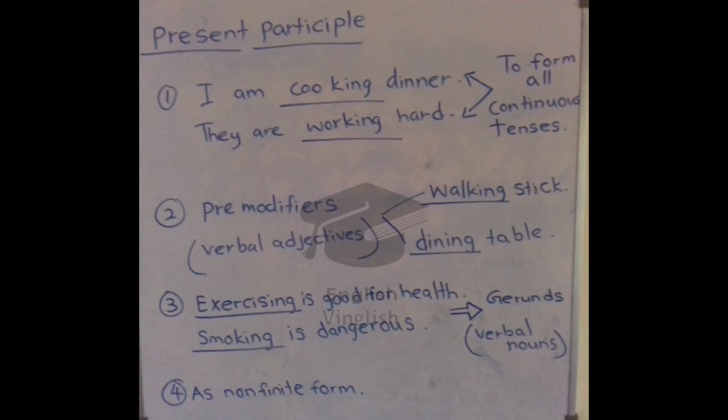And if it is a verbal adjective or a pre-modifier of a noun, we have to keep it in ing form. For example, walking stick, dining table, right? And also we use the ing formations in gerunds, verbal nouns, right? For example, exercising is good for health. Smoking is dangerous, right? So the last one, as non-finite forms, we use the ing formation. You can learn those non-finite formations later, right?